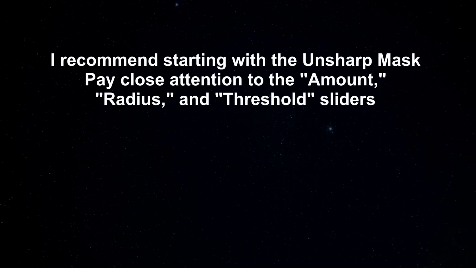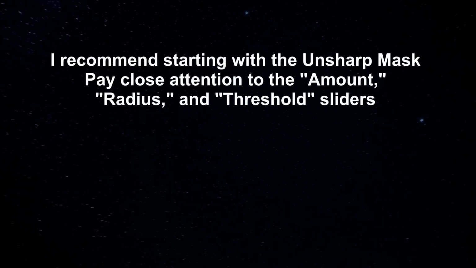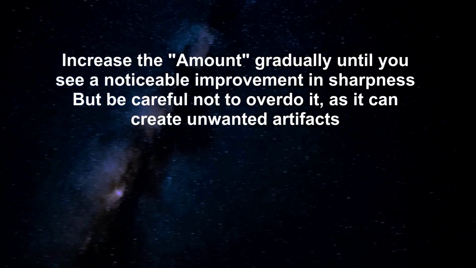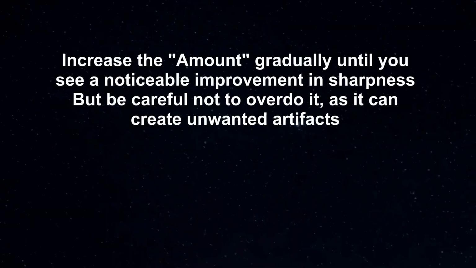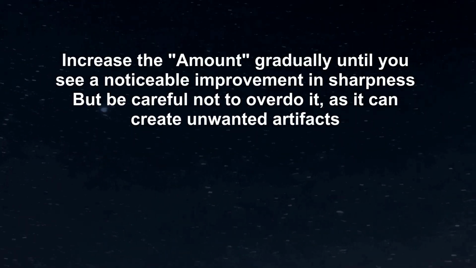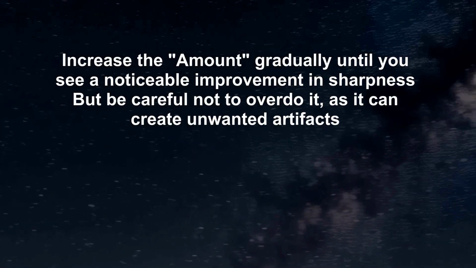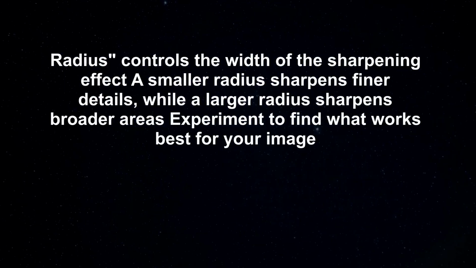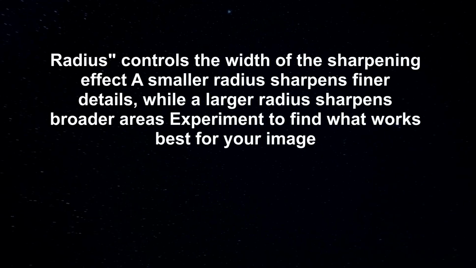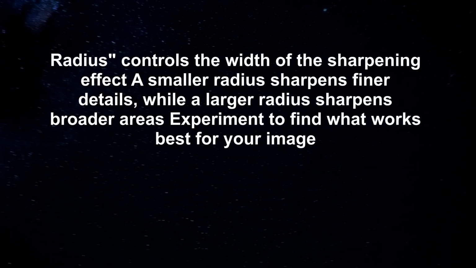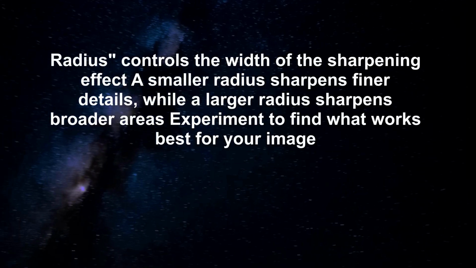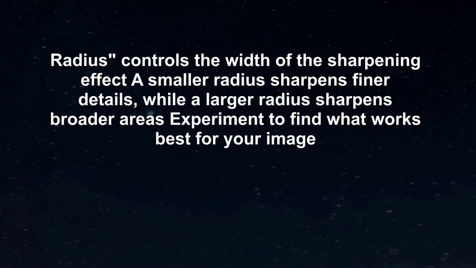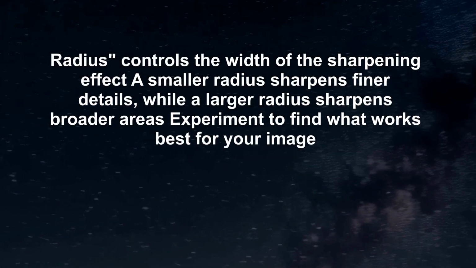Pay close attention to the amount, radius, and threshold sliders. Increase the amount gradually until you see a noticeable improvement in sharpness, but be careful not to overdo it, as it can create unwanted artifacts. Radius controls the width of the sharpening. A smaller radius sharpens finer details, while a larger radius sharpens broader areas. Experiment to find what works best for your image.